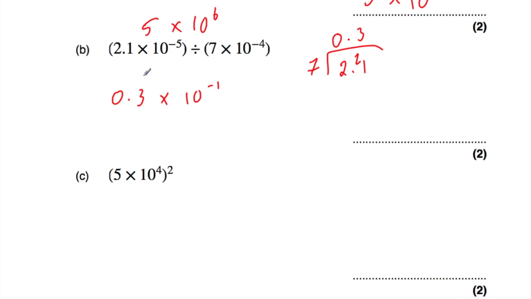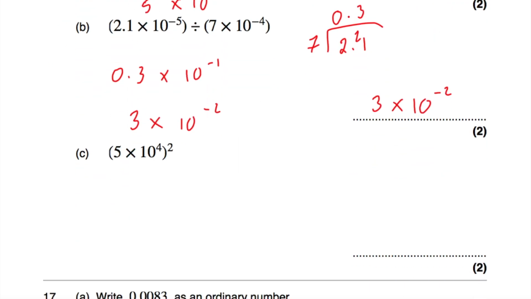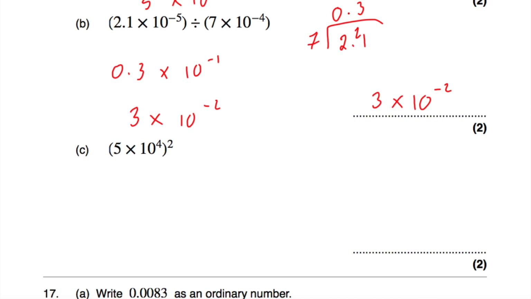But this isn't in standard form because this number needs to be bigger than or equal to 1 but less than 10. So we're going to make the 0.3 10 times bigger. So we're going to make that 3. And if we make that 10 times bigger, we need to make this 10 times smaller. So we're going to take away 1 from the power. Minus 1, take away another 1 would be minus 2. So the answer would be 3 times 10 to the power of negative 2. And the question said to give our answers in standard form. So as you can see, that's in standard form.